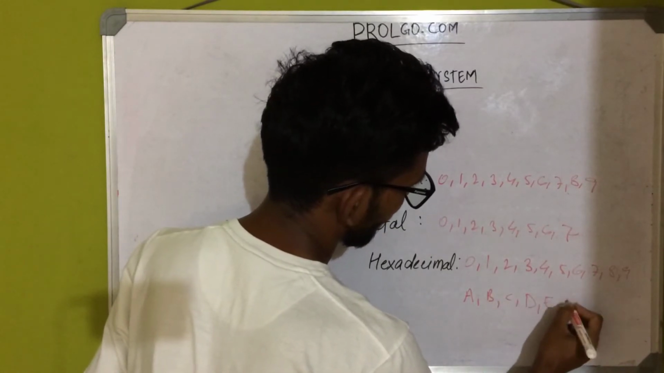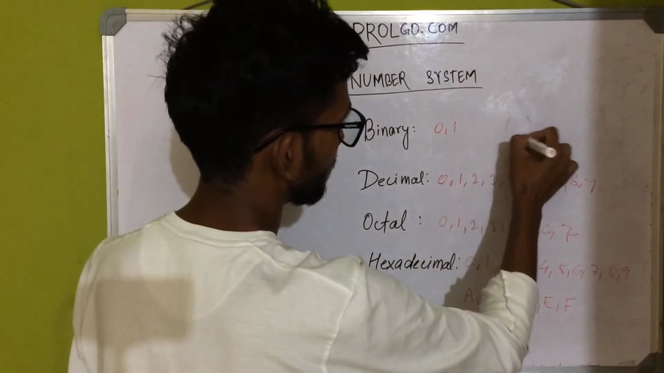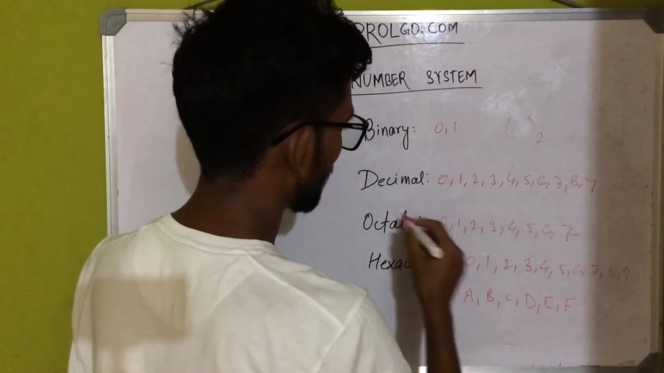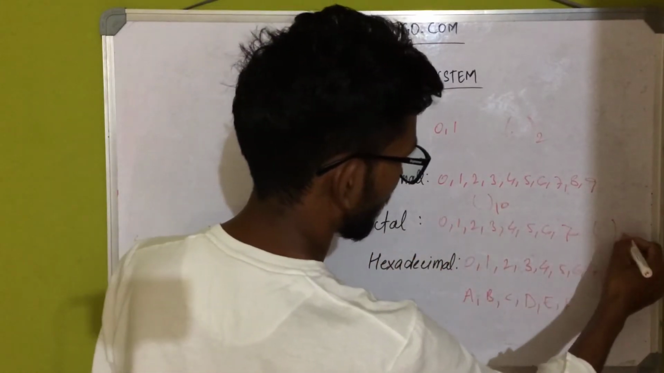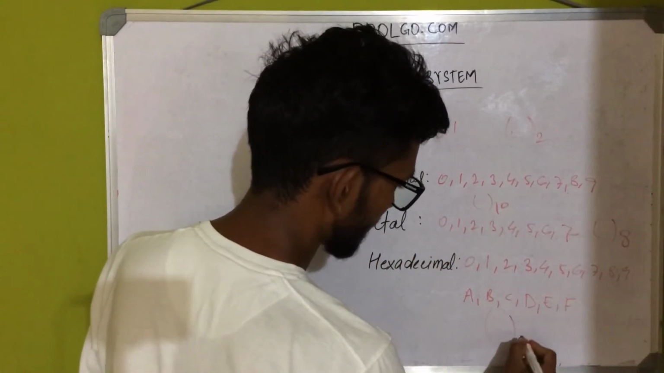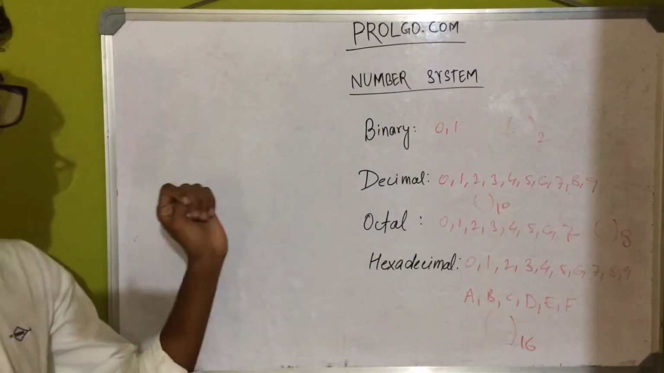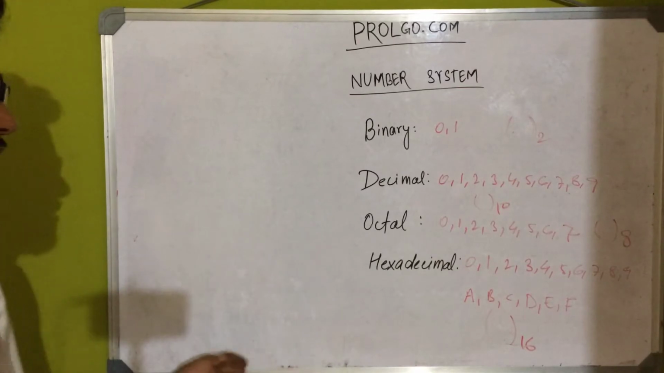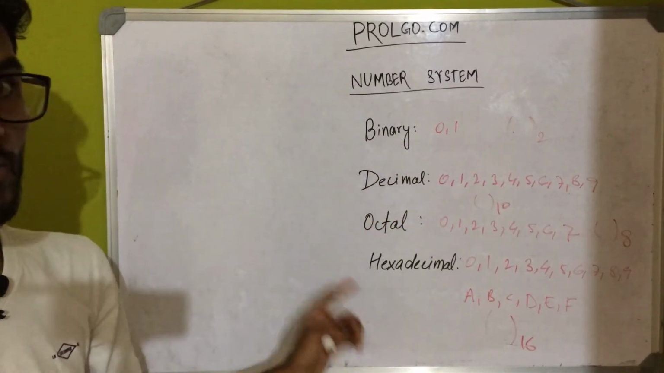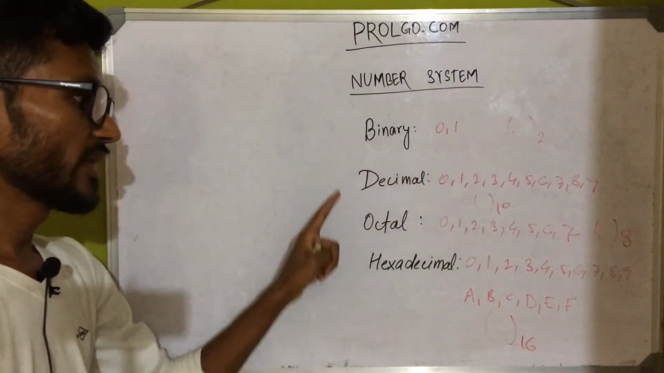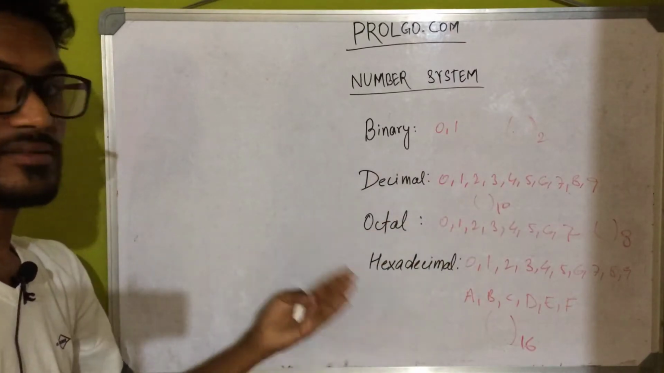D, E, F. Each number system has a base value. For binary we have 2, for decimal we have 10, for octal we have 8, and for hexadecimal we have 16. So whatever the total number of digits available in that particular number system is the base. In binary the total number of digits is 2, so the base is 2. In decimal the total number of digits is 10, so the base is 10, and so on.